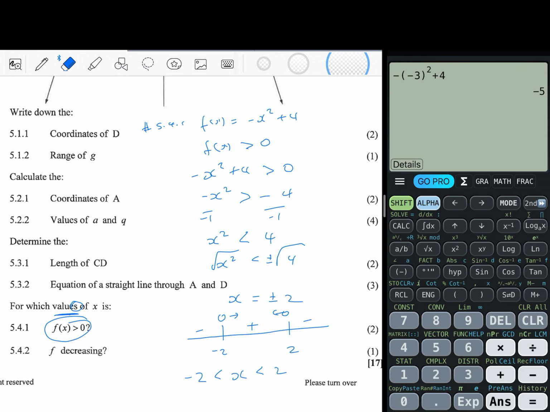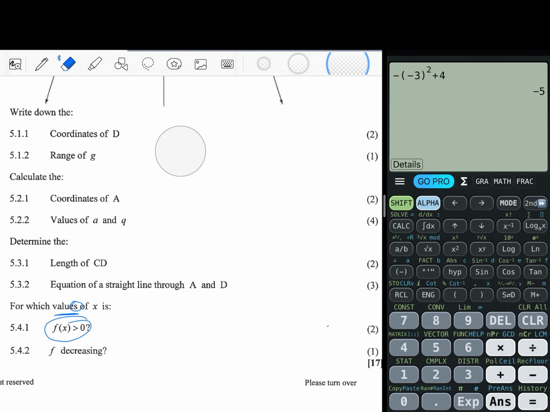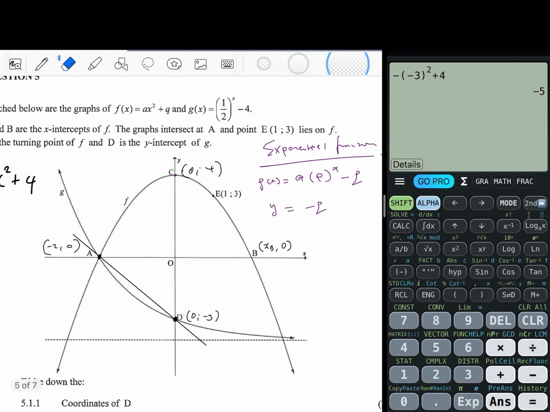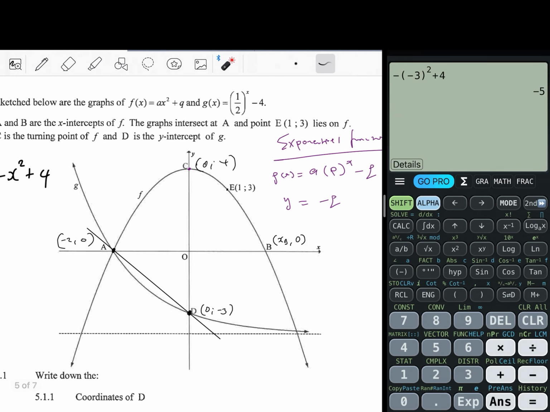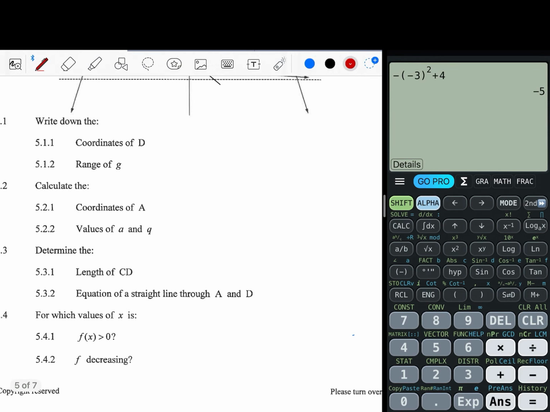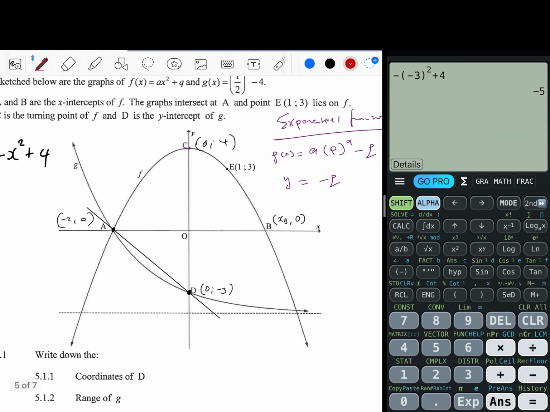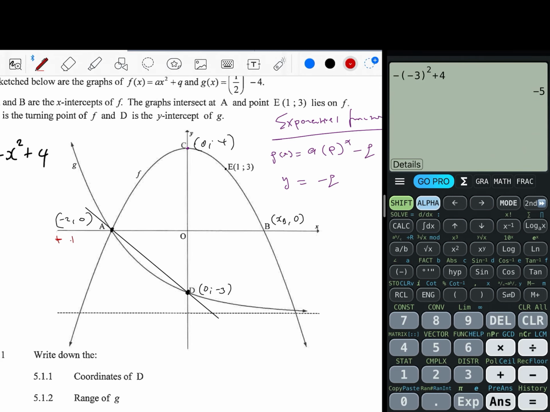All right, so let's do 5.4.2, the last one. So how do you do this? F decreasing. This is easy. You can look at the graph. If you look at this, you see that F is increasing from here. F is increasing, F is increasing, F is increasing until here.